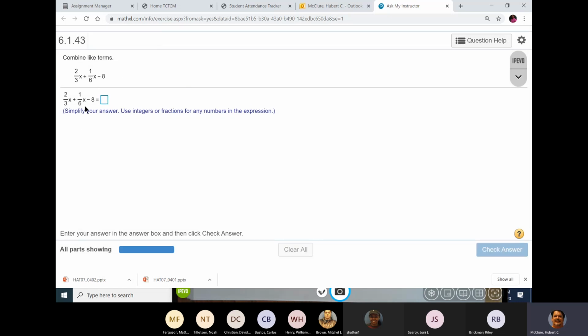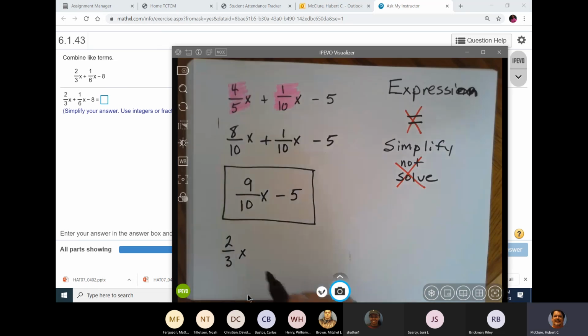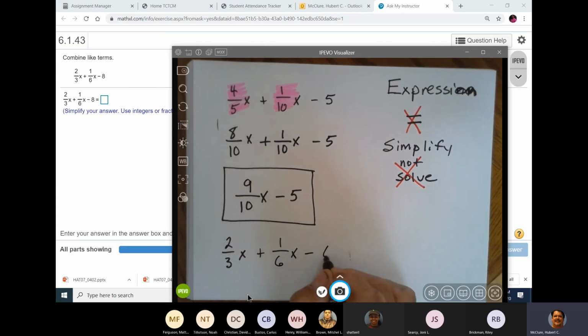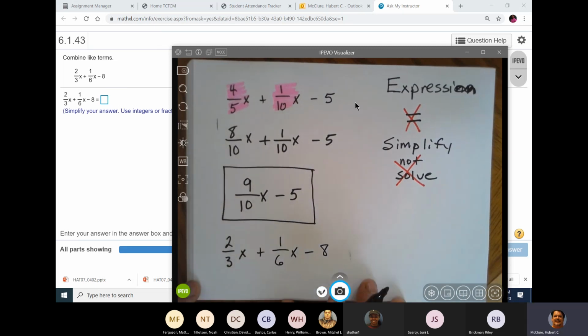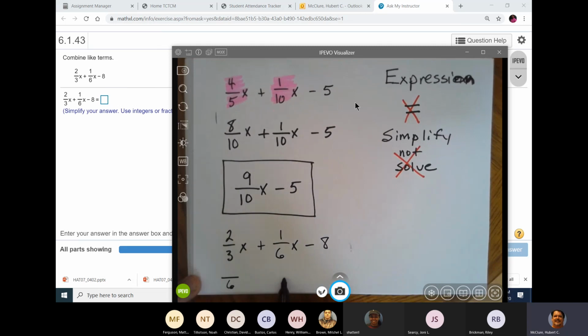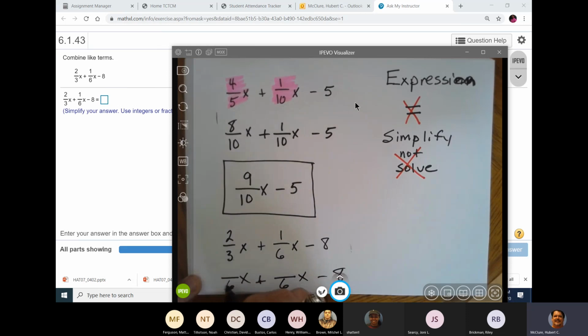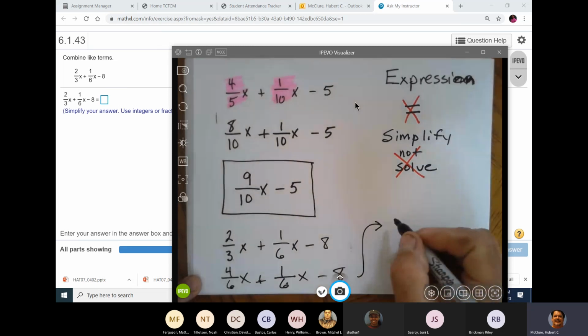We'll do that one for good measure. I'm just gonna do it real quick. 2/3 x plus 1/6 x minus 8. Common denominator: 6, 6. 3 will go into 6 2 times. 2 times 2 is 4. 6 will go into 6 one time. 1 times 1 is 1. So your answer is 5/6 x minus 8.